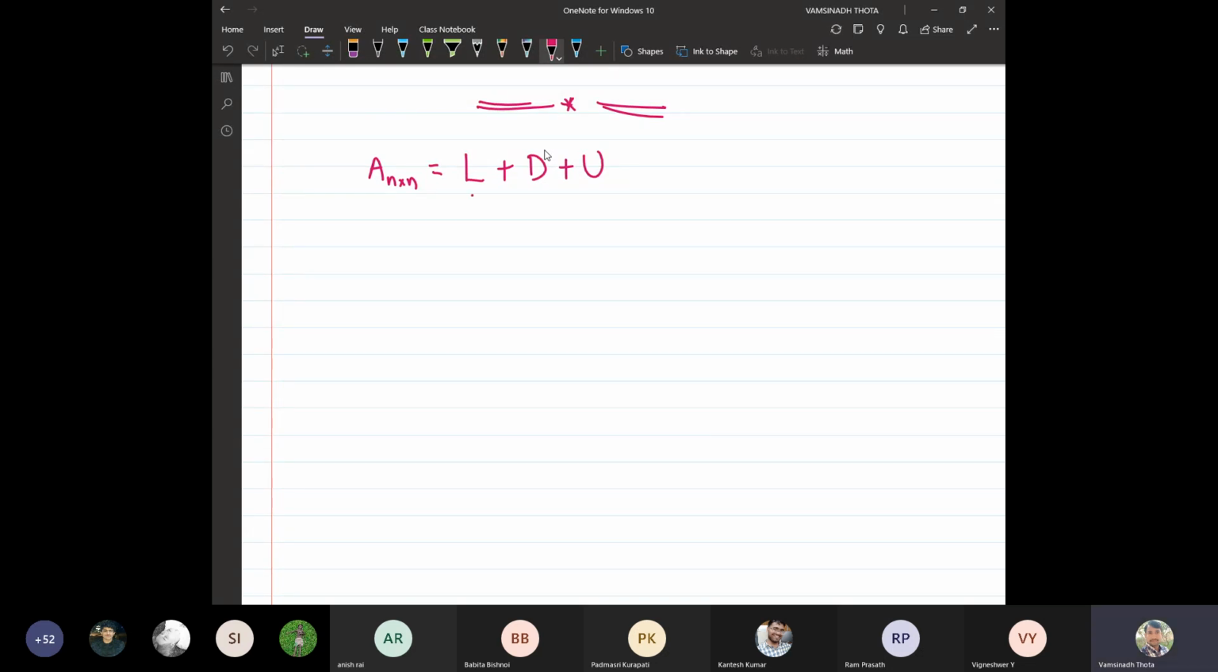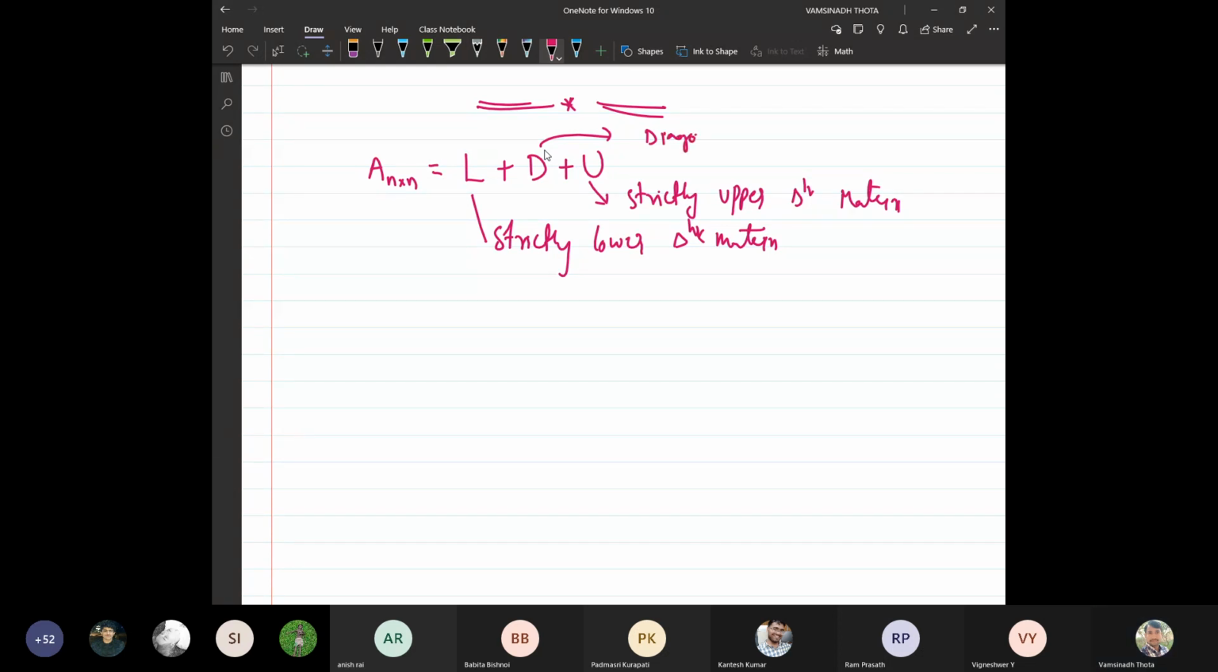Here L is a strictly lower triangular matrix, and U is a strictly upper triangular matrix, right? And D is simply a diagonal matrix. Is it always possible? Of course, it is always possible.